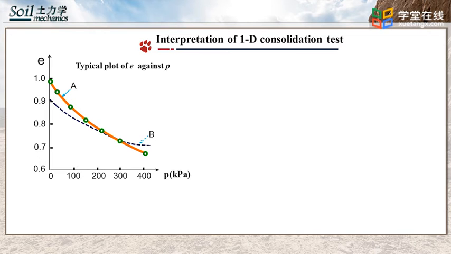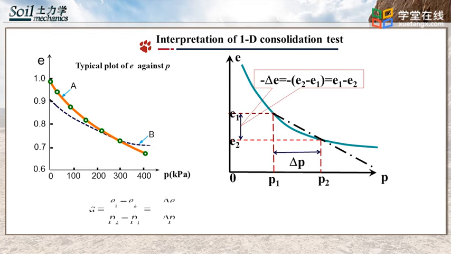This figure shows the oedometer test results for two different soils. It can be seen under the same incremental pressure, the change in void ratio of curve A is greater than that of curve B. This means the compressibility of soil A is higher than soil B. Therefore, the slope of the compression curve can be used to estimate the soil compressibility. So, we can define the coefficient of compression alpha. The steeper the compression curve, the greater the coefficient of compression will be. The unit of coefficient of compression is the inverse of pressure.